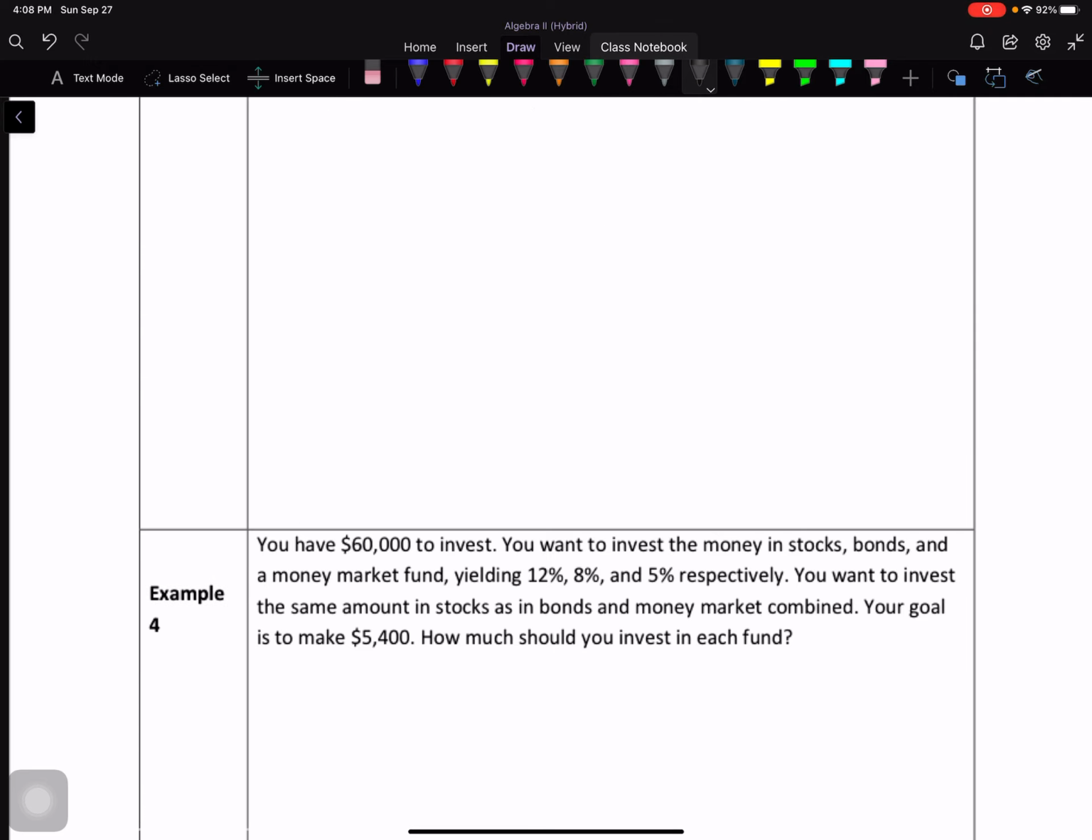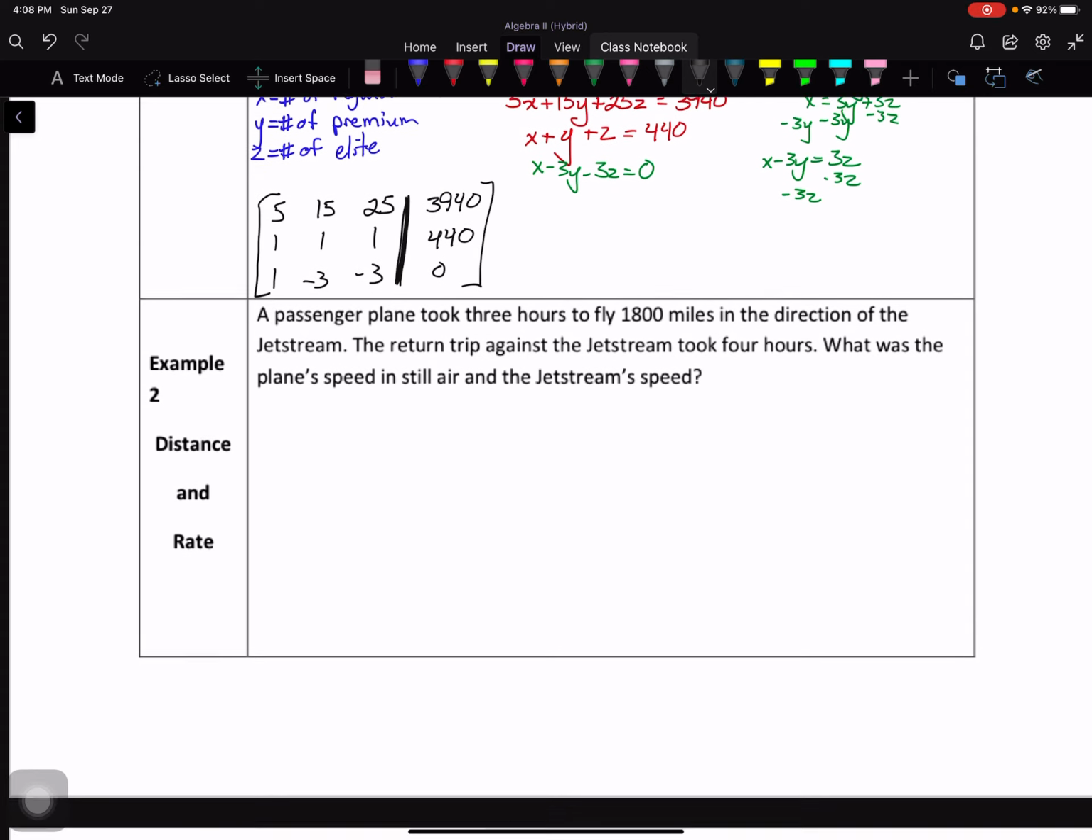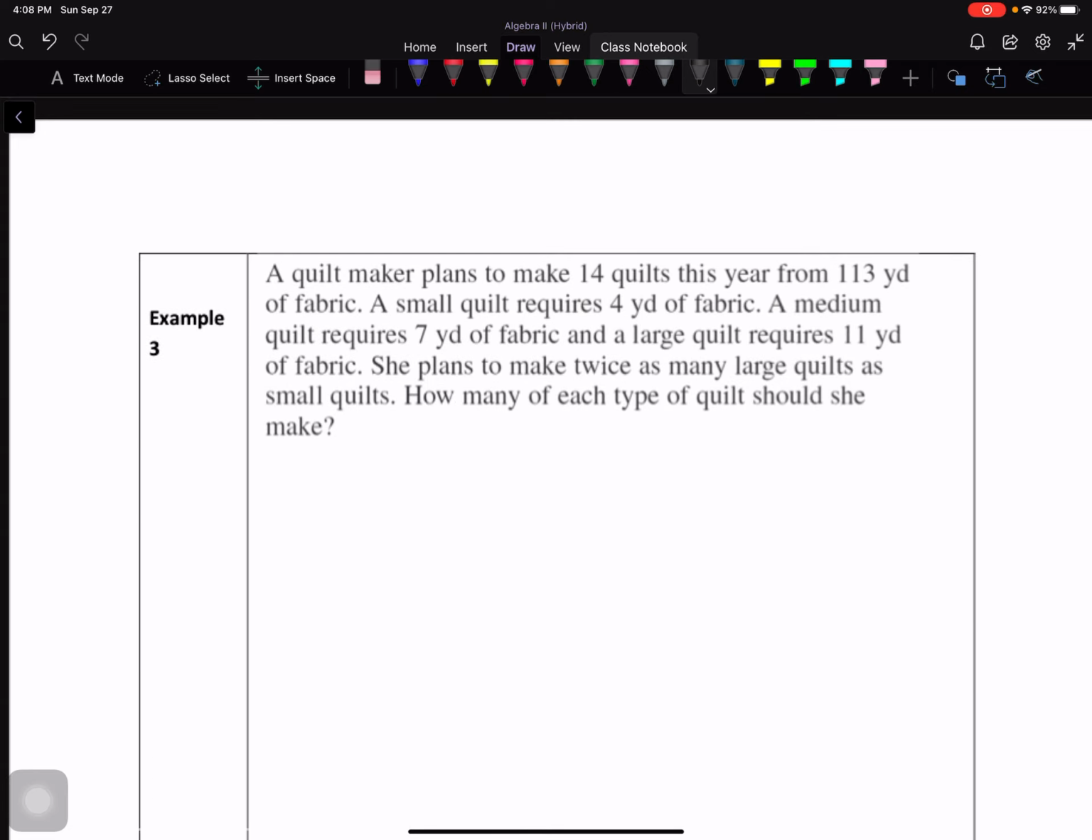All right, we'll do one more here. Let's skip example 2. Here we go. A quilt maker plans to make 14 quilts this year from 113 yards of fabric. A small quilt requires 4 yards, a medium quilt requires 7, and a large requires 11. So you can probably guess what our three variables are. So let X be the number of small, Y will be the number of medium, and Z will be the number of large.